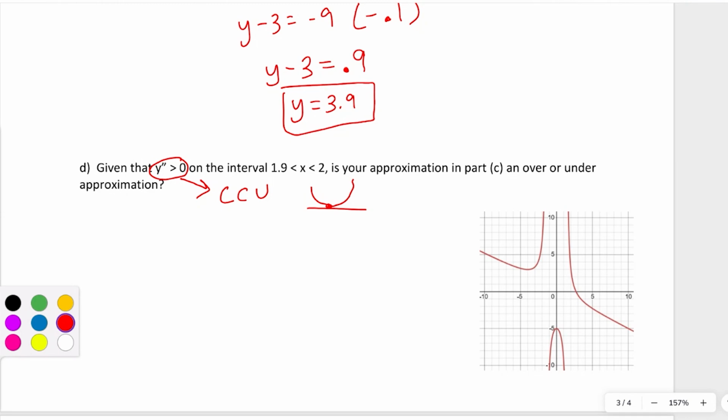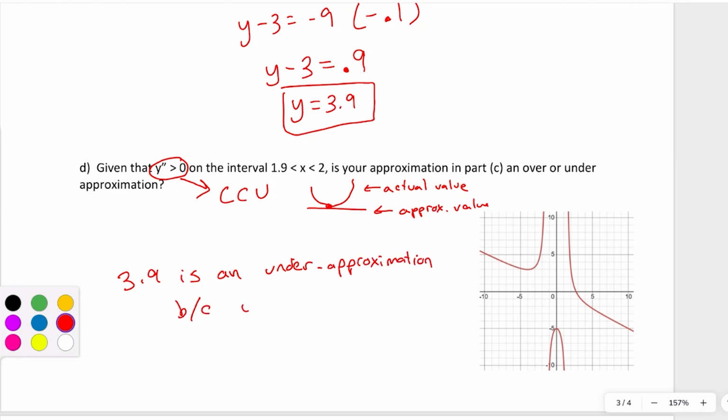Okay, so this is like the actual function, or the actual value, and these are what we're using for the approximated values. So the estimate of 3.9 is an under approximation because the second derivative is positive.